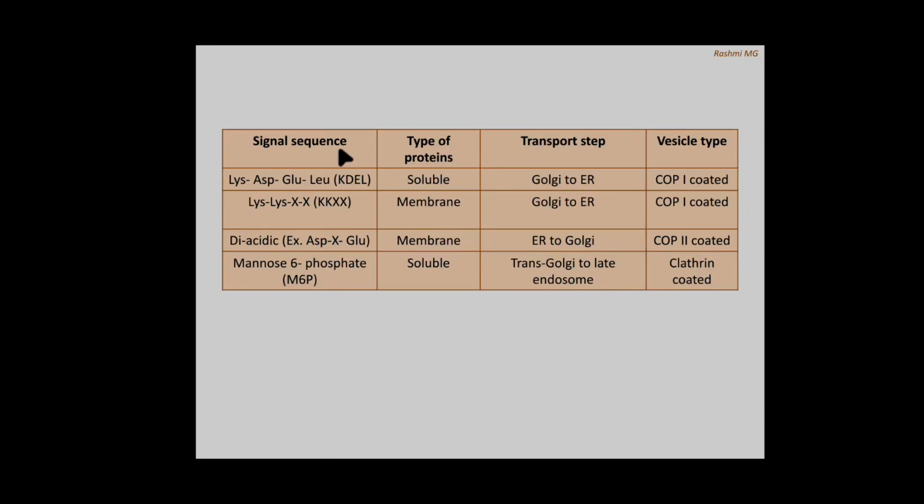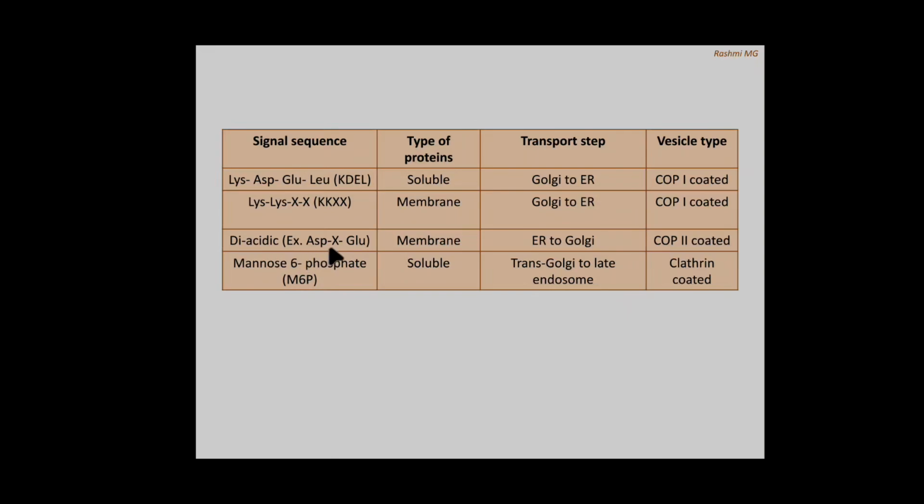So this is the summary of signal sequences. KDEL sequence: where did you learn that the KDEL sequence is responsible for protein targeting to the ER from Golgi? The vesicle type was COP1 coated. KKXX, where this protein is a membrane protein. The transport step is from Golgi to ER. The vesicle type is COP1.